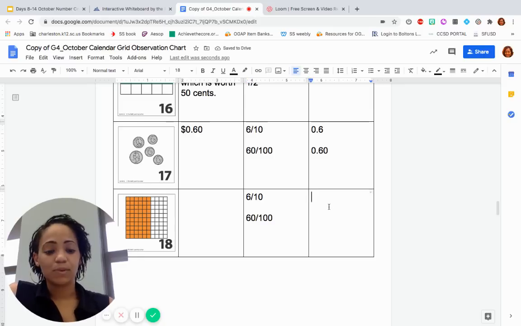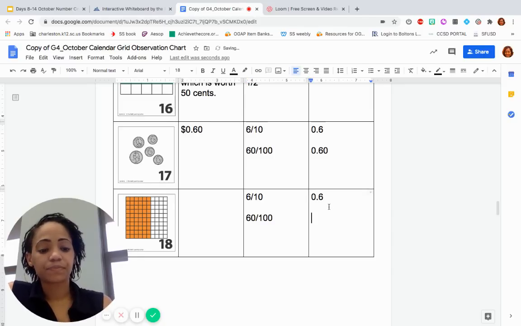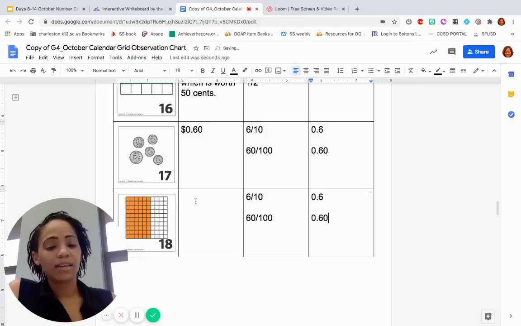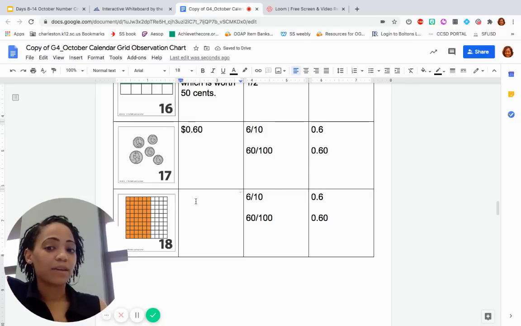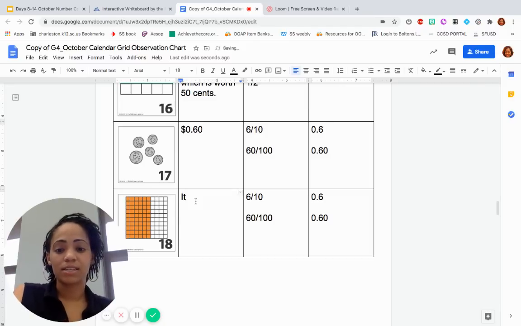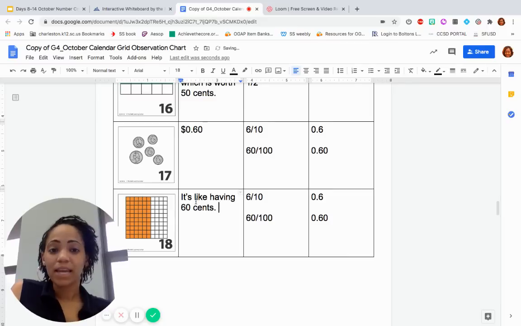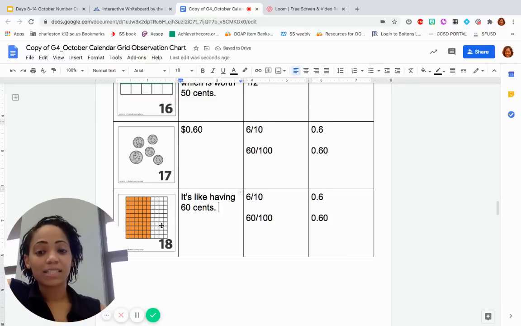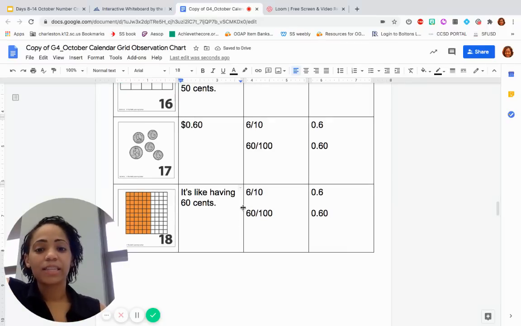Let's write that as a decimal. We know how to do that by now, right? We can do that really quickly. Think about how that is related to money. Good. It's like having 60 cents. Right, because 60 cents out of $1. All right, last one.